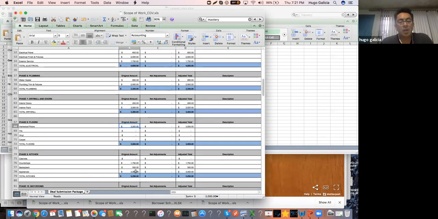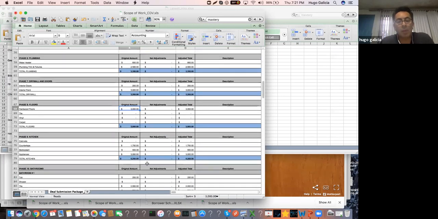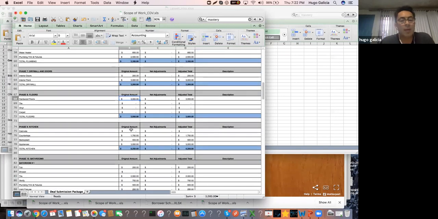So a kitchen, right here, the total will be, if you do the cabinets, countertop is expensive, right? 1,750. The backsplash is about 500. Then you have the appliances, 3,000. For the cabinets, that's what I was telling you. A kitchen could go between 7 to 10,000.